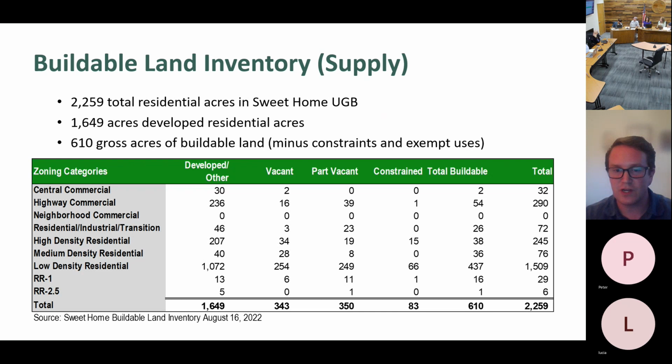We see about 343 vacant acres in total, 350 part vacant, which means land that could potentially subdivide. And then we remove 83 constrained acres because of those constraints that we discussed really quickly, to determine that the total buildable acres in Sweet Home's urban growth boundary is about 610. So, a pretty significant amount of buildable land. But still, you can see that between buildable and total, you're getting down there. So it's definitely something that the council and city staff should keep an eye on moving forward.